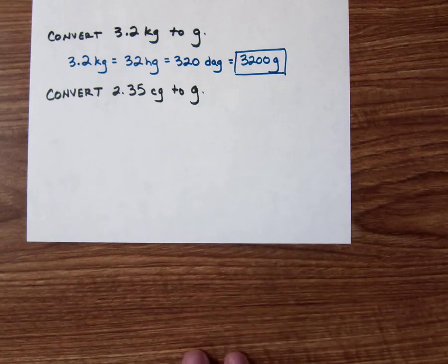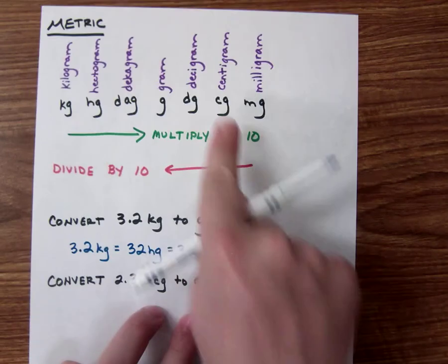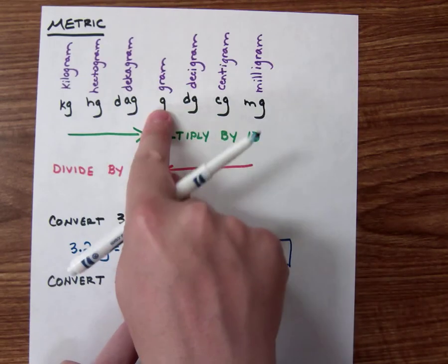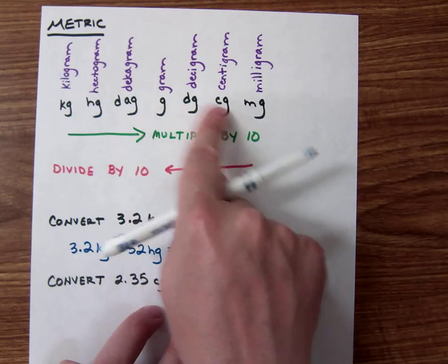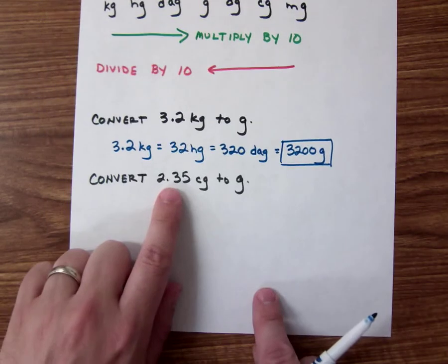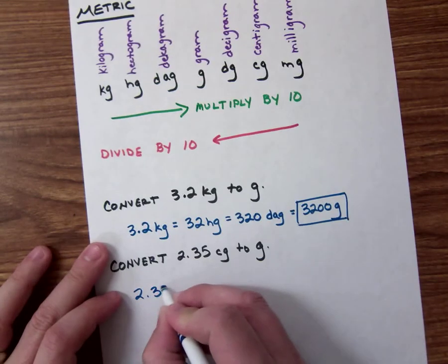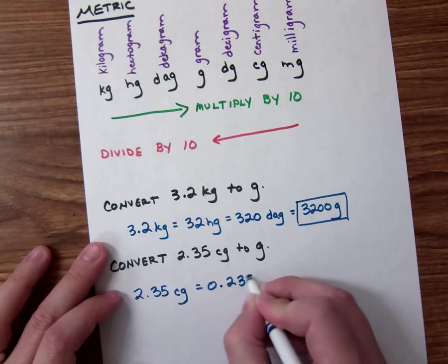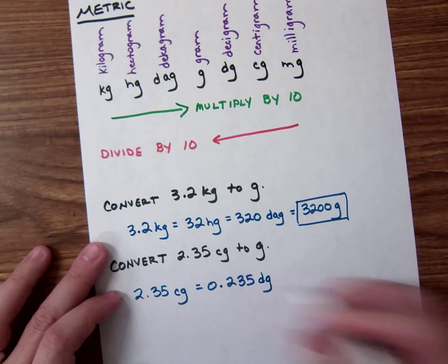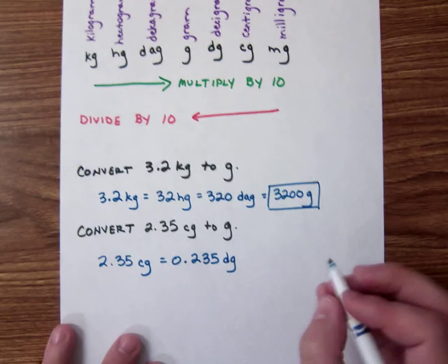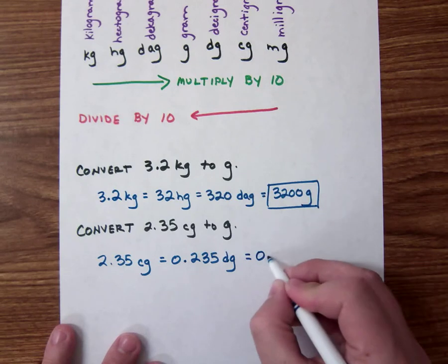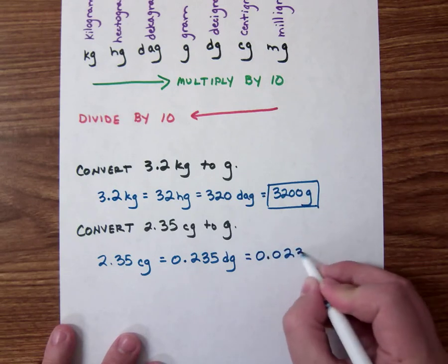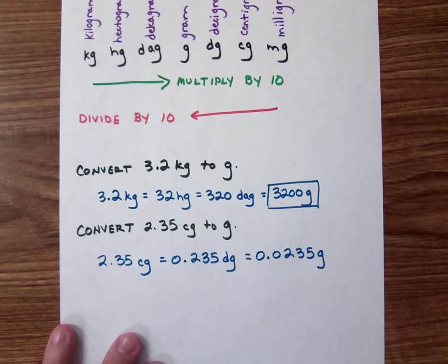All right, great. So centigrams to grams is our next conversion. We're starting here, and we're going 2 spots to the left, so we're going to move the decimal 2 places to the left. The decimal is right there by the 2. If I move it 1 place to the left, that would give me 0.235 decigrams. But I need to go 1 more time to get to grams, so that's 0.0235 grams.